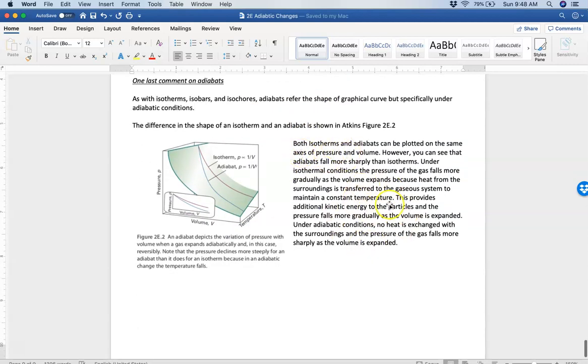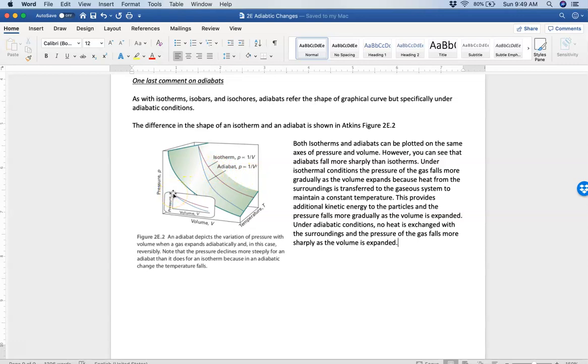So if we read through my little summary here, both isotherms and adiabats can be plotted on the axes of pressure and volume, and that's what we see there. Temperature is that third axis that's giving us our surface that we see in green. However, you can see that the adiabats fall more sharply than the isotherms. Under isothermal conditions, the pressure of the gas is going to fall more gradually as the volume expands, and the reason for that is because heat can be exchanged with the surroundings.